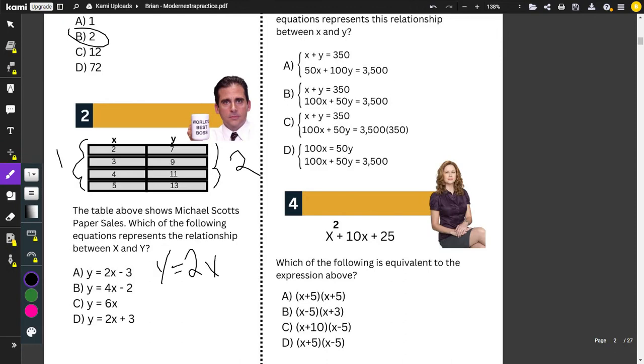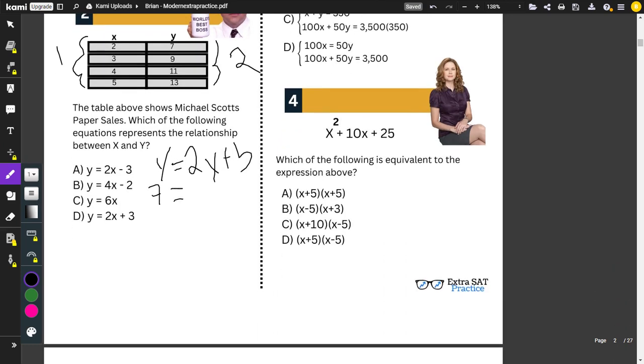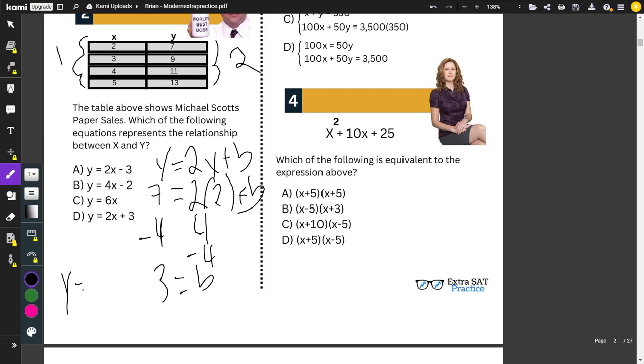y equals 2x plus b. Now we need to solve for b, our y-intercept. So we can plug in some random ordered pairs, which could be (2, 7). 7 equals 2 times 2 plus b. We get 4, subtract 4 from both sides, so we get 3 equals b. So we can rewrite this into y equals 2x plus 3. All right, and then we can see that that matches up with answer choice D, so our answer is D.